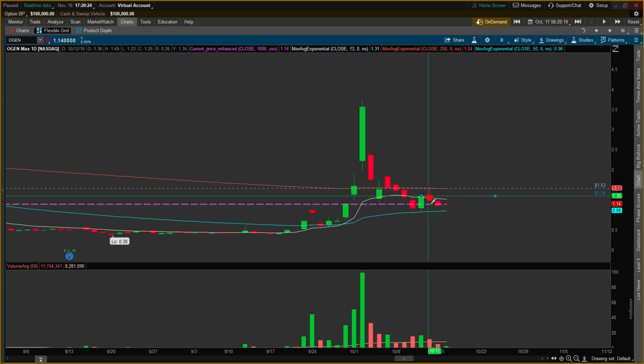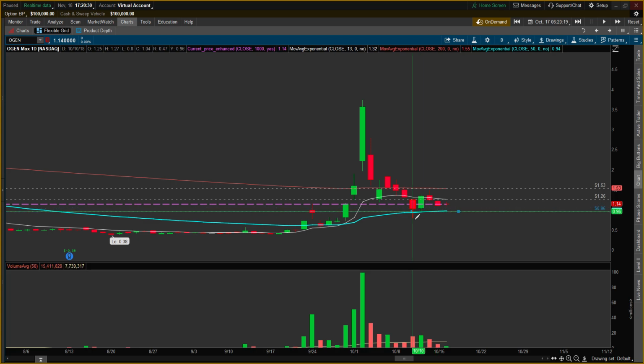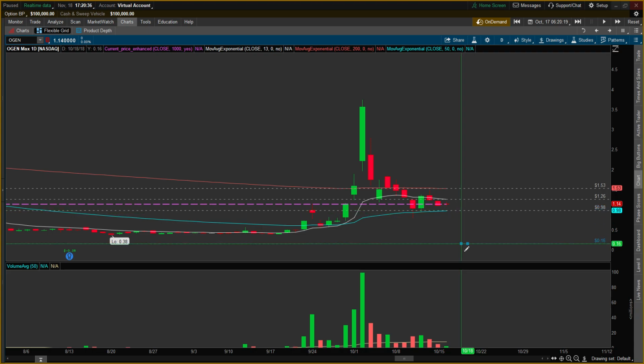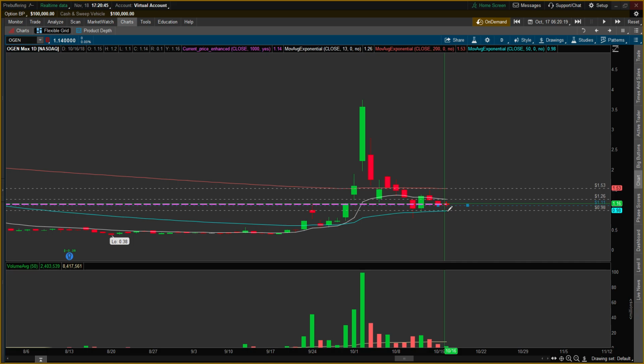Okay, this one is at 126, so we want 126, put a line. This one is at 98, so we'll put one at 98. Alright, there's support and resistance for the day. Look at where your candle is coming from yesterday. You've got a doji right here. You're underneath the 13, you're above the 50, you're below the 200, you're squeezed.